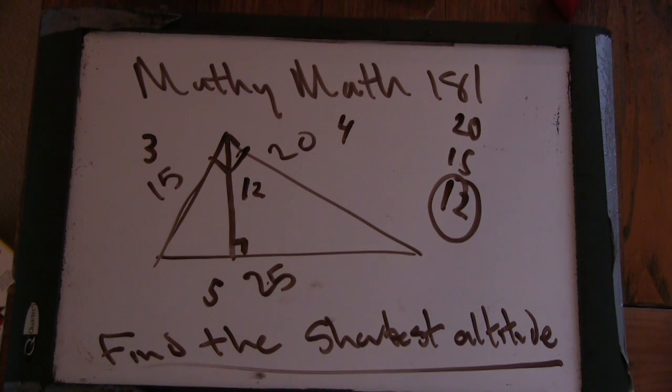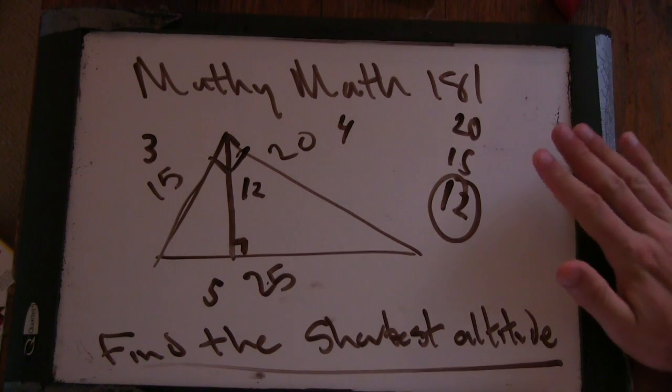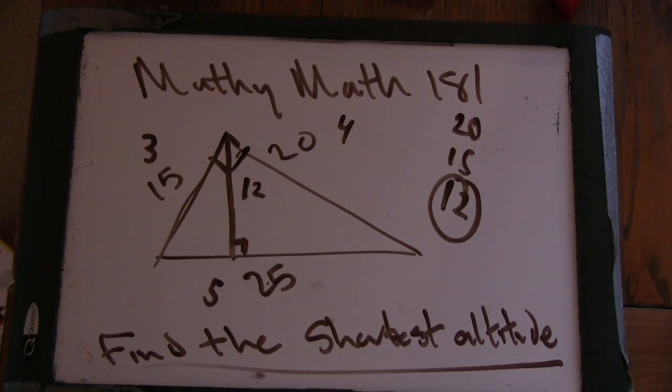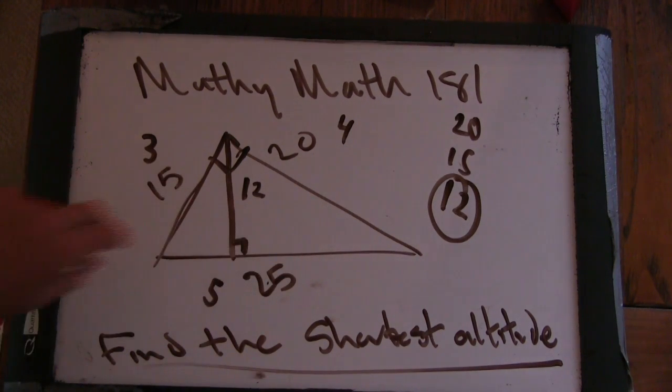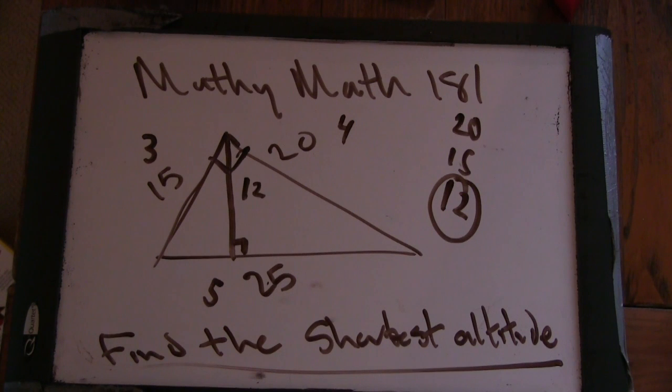What if you didn't know the other 2? Let's say you knew the area of this was 150, but you didn't know it was a right triangle. You knew the sides were 15, 20, and 25, and someone had told you the area was 150. So how would you know that the shortest altitude went to the side that was 25? Well, because that's the biggest number, so you have to multiply it by the least amount to get it to 150.